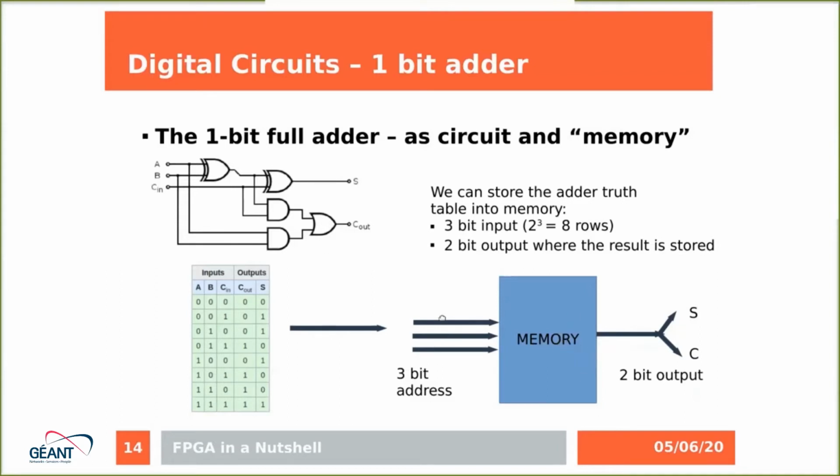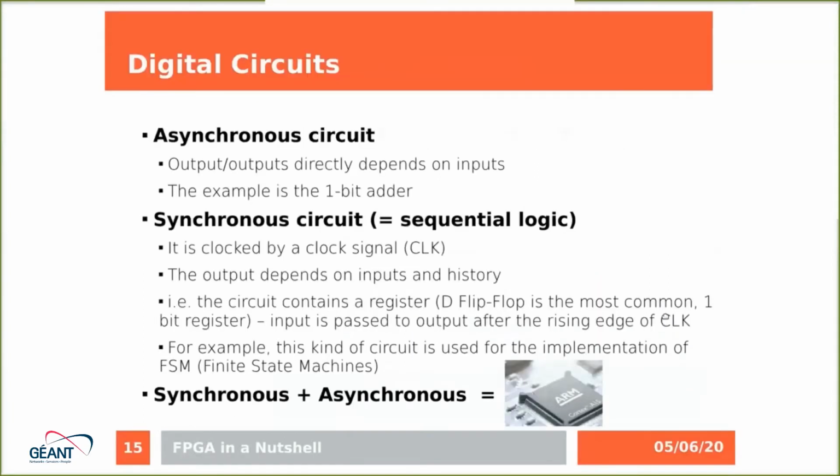Digital circuits are typically divided into two main groups. The first one is the group of asynchronous circuits, where the output or outputs directly depend on inputs. The example can be the 1-bit adder. As you can see in this example, we don't have any clock signal.